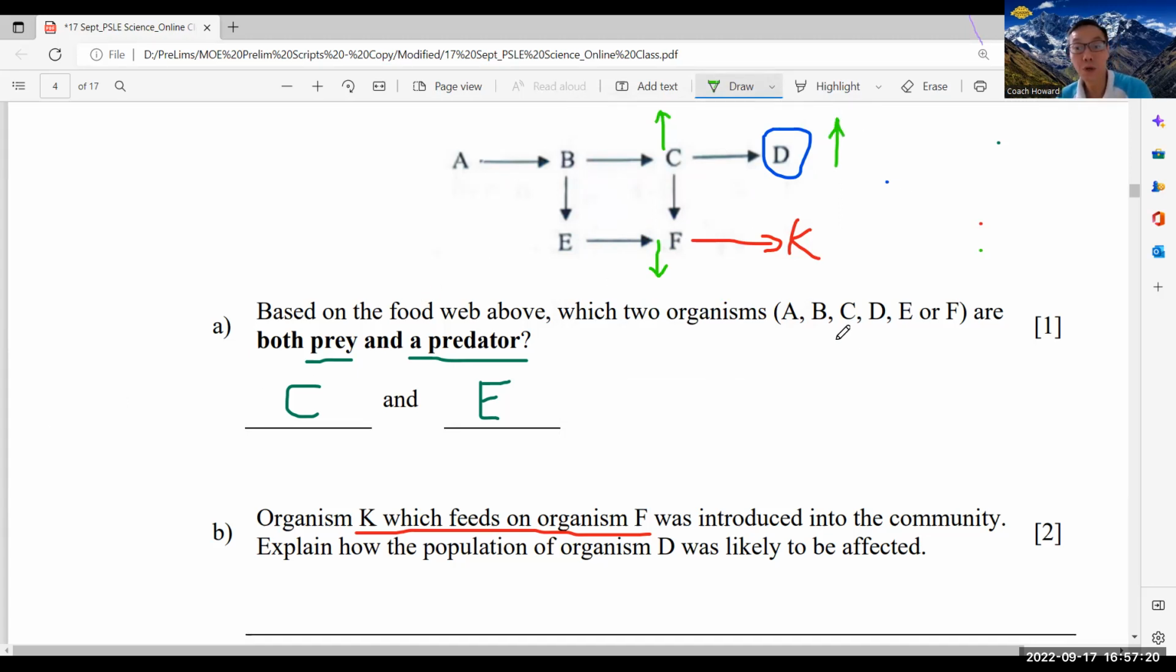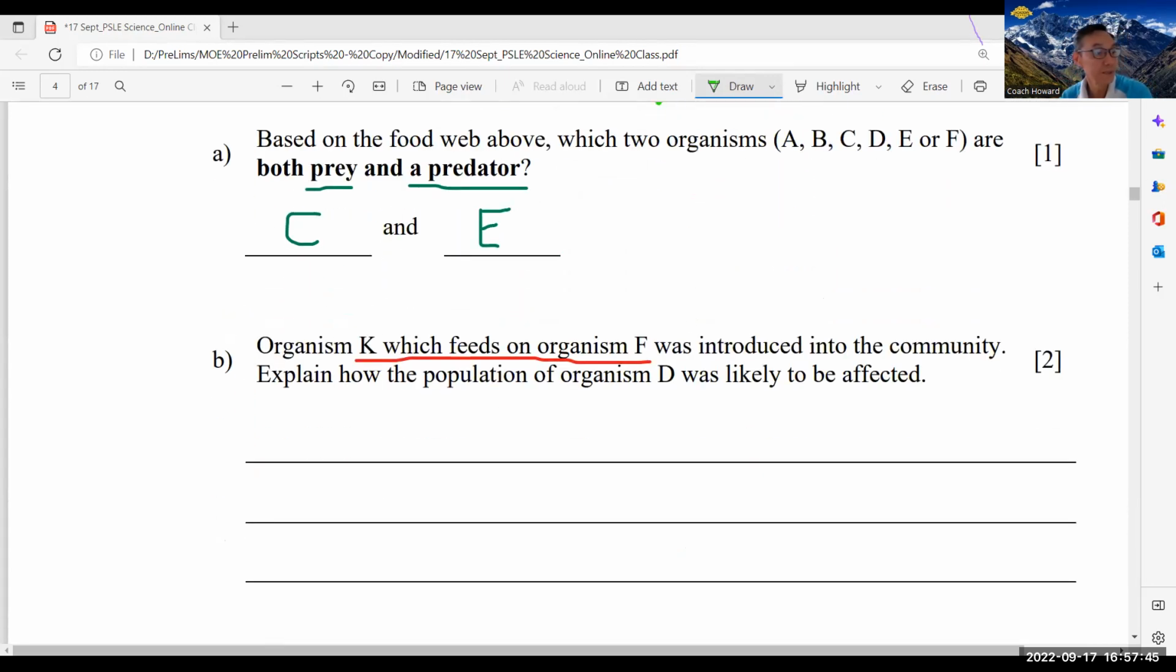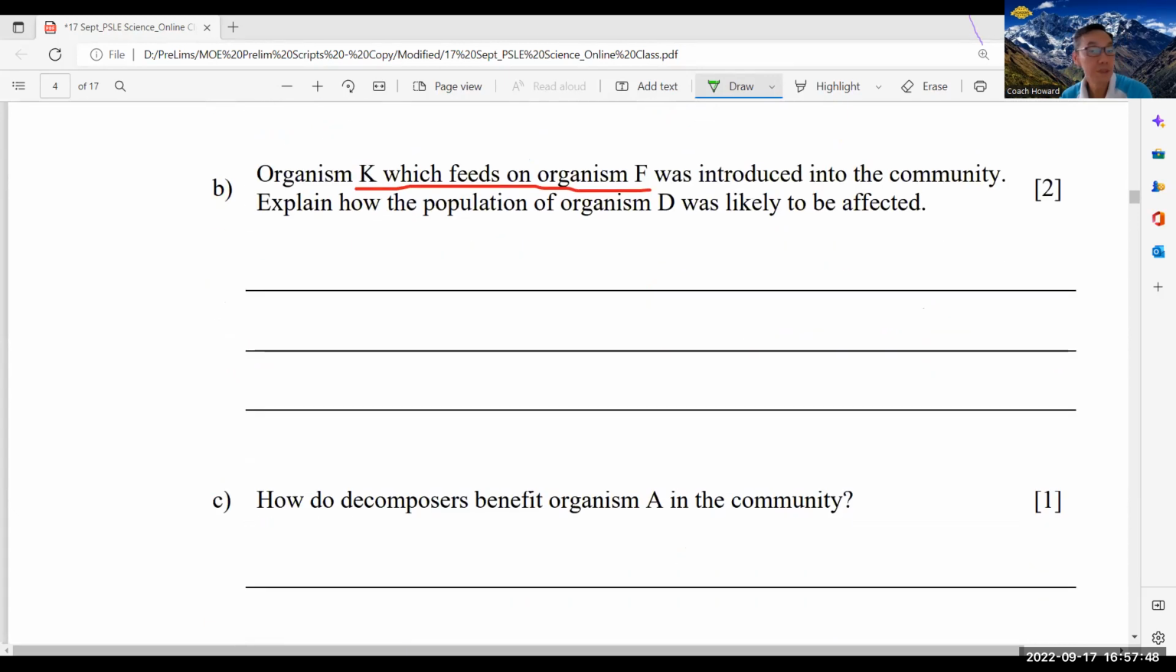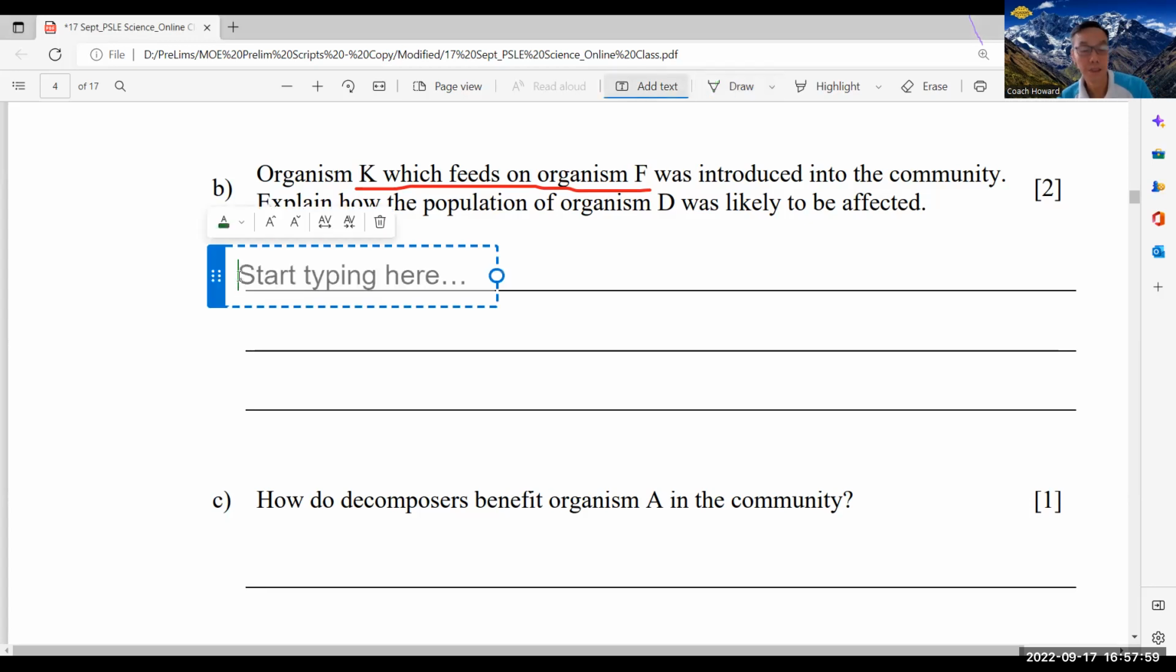So in your conclusion, in your answer, you must mention how D increases using this pattern. You say when K is introduced, the population of F will decrease. This will cause the population of C to increase because there are fewer predators for C. So when C increases, there's more food for D. So D will increase. They say explain how it's affected. So I'm teaching you this way. It's quite a lengthy answer, which I try to summarize here for you. So for this question, this is how you should write.